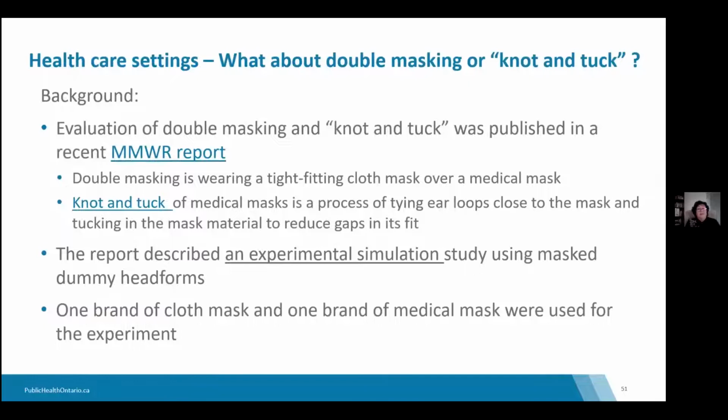So next slide. We've talked about healthcare settings and double masking, or the knot and tuck. So another jurisdictional scan and other reports that many of you have heard is around the MMWR, the Morbidity and Mortality Weekly Report. And in there, they talk about double masking or a knot and tuck. Double masking is referring to that tight fitting cloth mask that would be worn over a medical mask. And the knot and tuck is describing tying off the ear loops a little tighter, closer to the mask itself, and then tucking in the extra material into the gaps so that it fits more snugly. The report described an experimental simulation study, and they used mask dummy head forms. And they only tried out one cloth mask and one medical mask for this experiment.